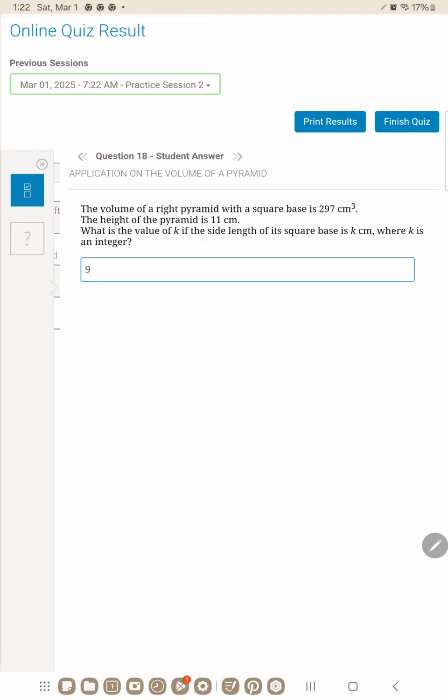For this question, they told us the volume of a right pyramid with a square base is 297. They gave us the volume. The height is 11 and they want the side length of its base.